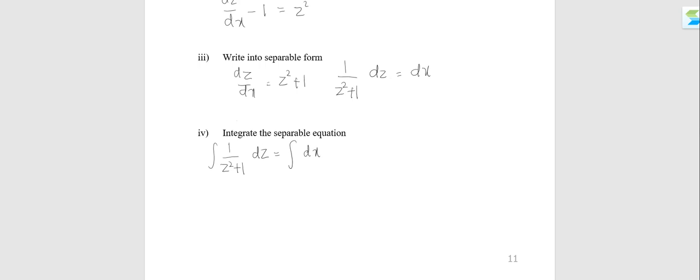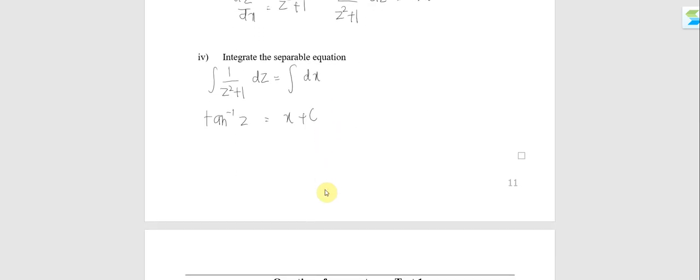Okay, so you use the formula given, the list of formula that I uploaded in the e-learning. Okay, you can use that one. So you integrate 1 over z square plus 1, you will get inverse tangent z, equals integrate dx, you get x plus c. Do we have the boundary? No condition. Okay, so you have this one, but we need to convert back into the original differential equation. So now you have inverse tangent z, where z is x plus y, equals x plus c.